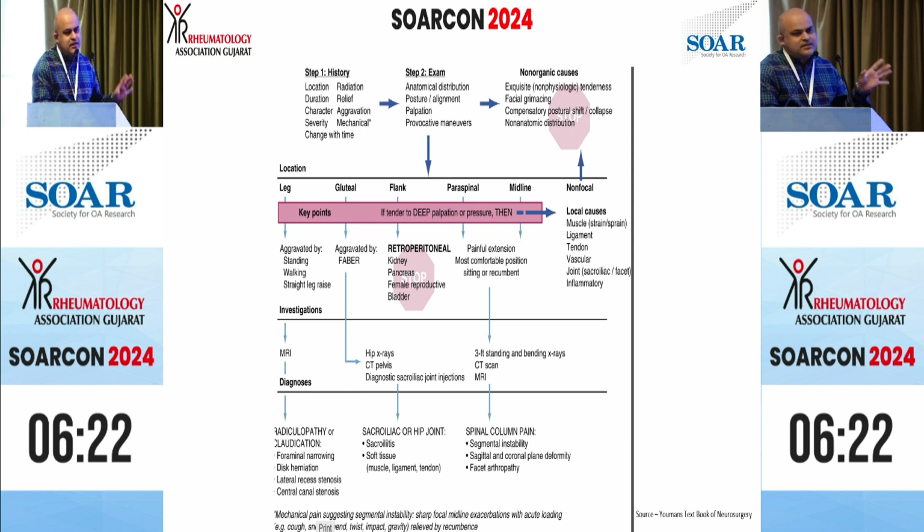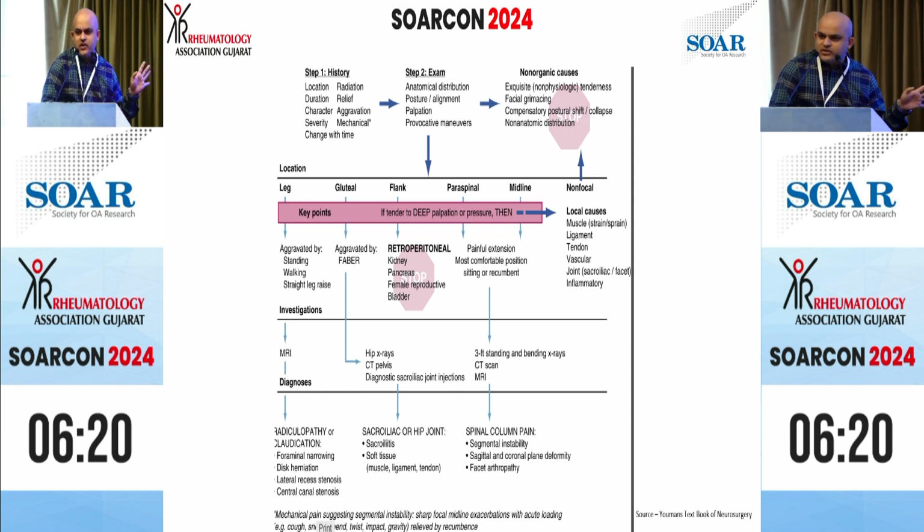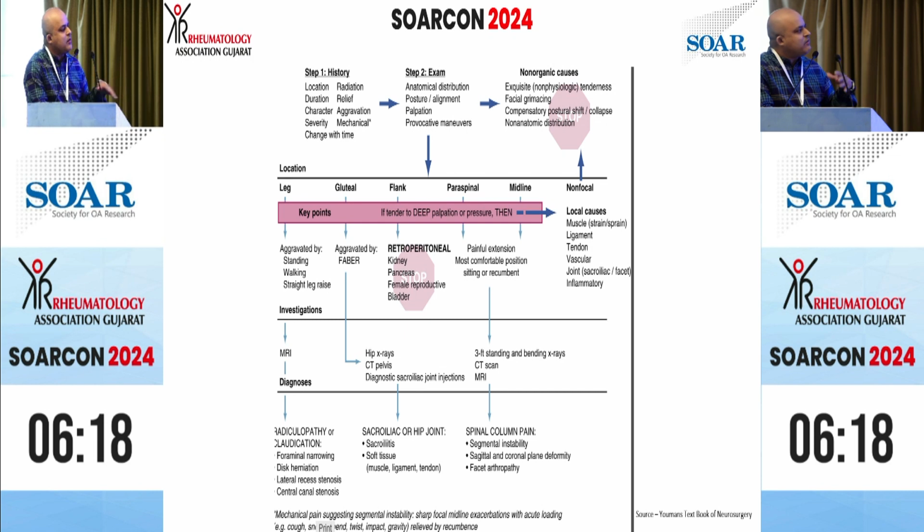So this I borrowed from our human textbook of neurosurgery, which we commonly follow, and this is something we generally follow. So history is very, very important. Any backache is not about one specific branch. It is about a holistic approach to a patient, and history is very, very important. Duration, location, aggravating factors, what are the relieving factors?